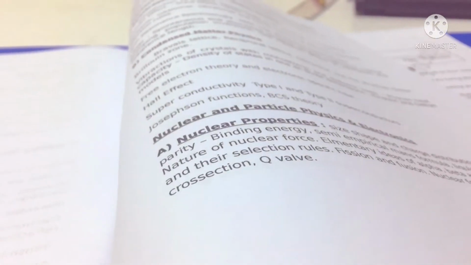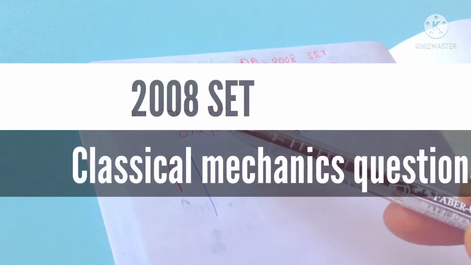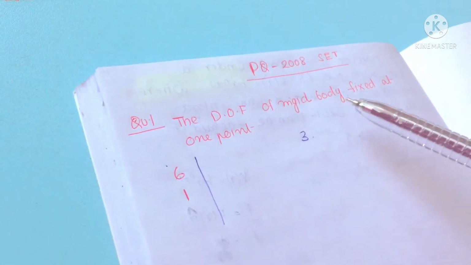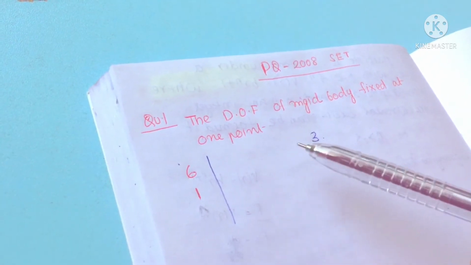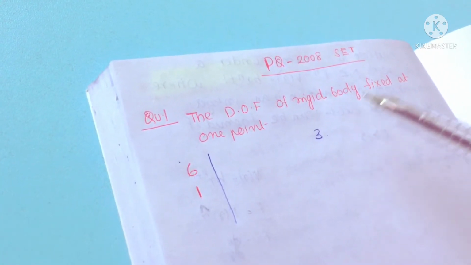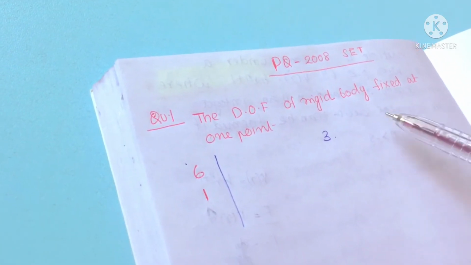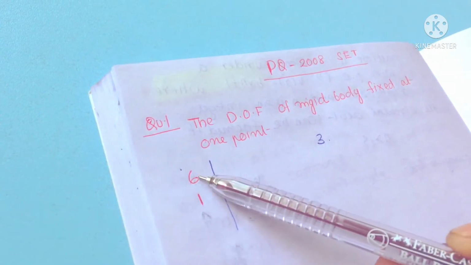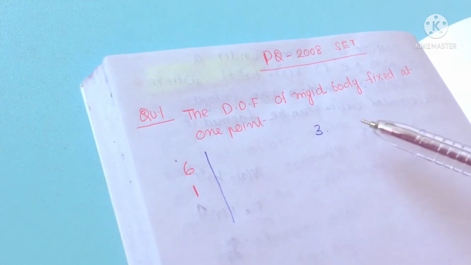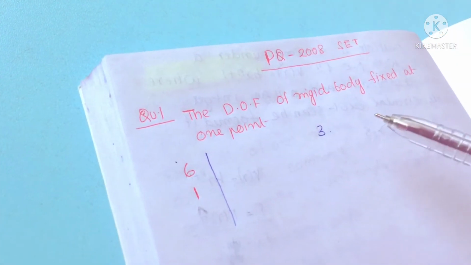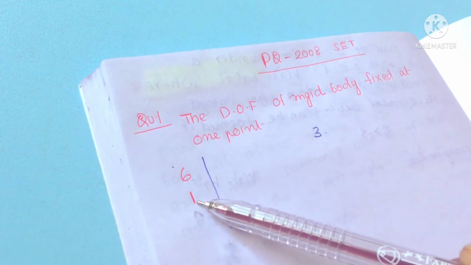Today we are discussing classical mechanics previous year question paper. The degree of freedom of a rigid body fixed at one point is equal to 3. If they ask the question, the degree of freedom of a rigid body moving in three-dimensional space, then the degree of freedom is 6. If the degree of freedom of a rigid body rotating around a fixed axis, then the degree of freedom is 1.